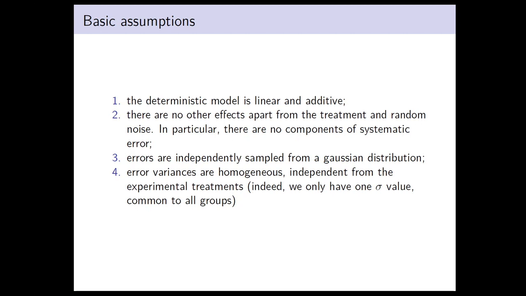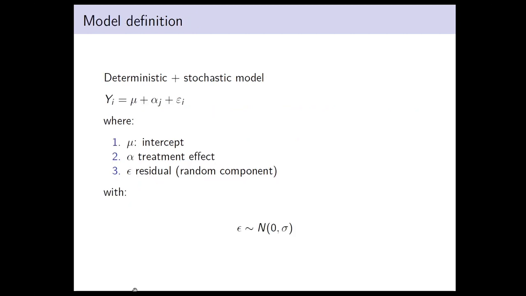Then fourth, this is more statistical, error variances are homogeneous and independent from the experimental treatment. So errors are just occurring by chance. And you see, if you look here, we only have one sigma value, which is constant for all observations, independent from the group or the herbicide with which they were treated.